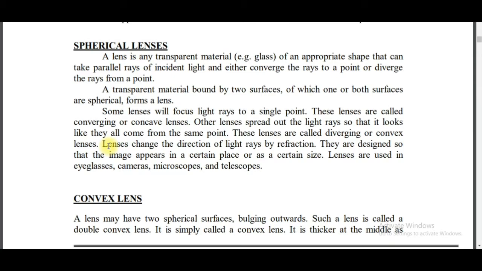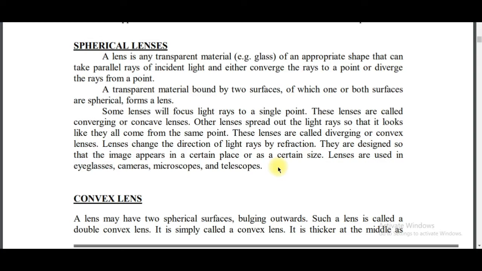So the lens which diverges the light rays is convex, the lens which converges the light rays is concave. Lenses change the direction of light rays by refraction. How do they change? By refraction, obviously. We have seen what is refraction. They are designed so that the image appears in a certain place or a certain size.